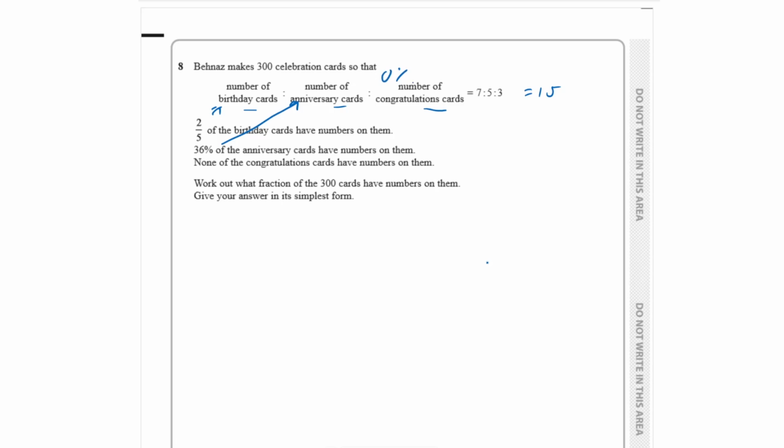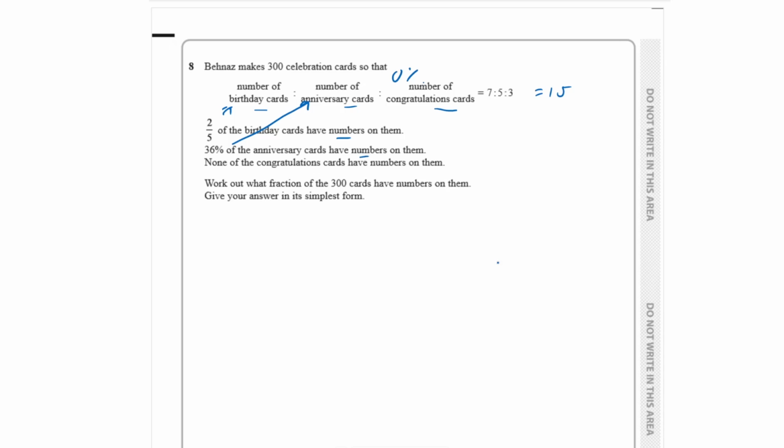So what that means is the number of birthday cards plus anniversary cards which have numbers on them over 300. Let's find that out. When calculating numbers from ratios, you simply find the total of all the ratios, 7 plus 5 plus 3 is 15, and divide the total number by that ratio sum. So 300 divided by 15 is equal to 20. What's 20? 20 is equal to one of the ratios.